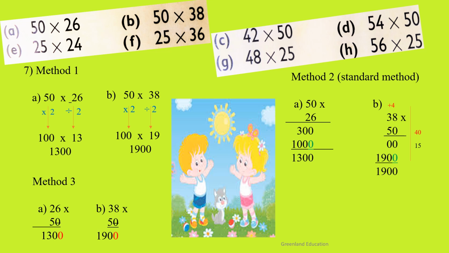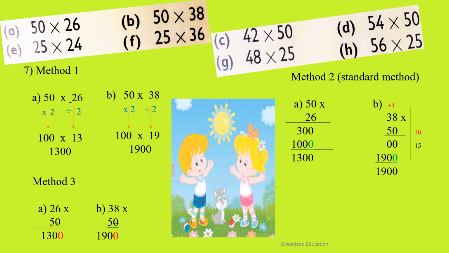Next, you have to multiply 26 by 5. 5 times 6, 30. From 30, put 0 there. Take the remaining 3 as plus 3. 5 times 2, 10. 10 plus 3, 13. So, the answer is 1300.